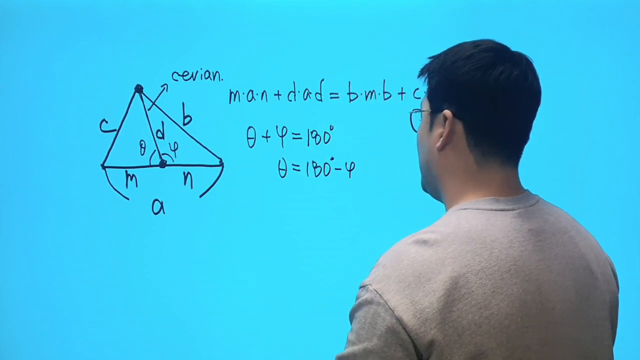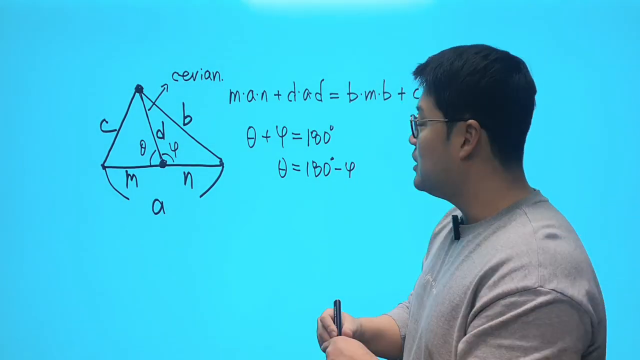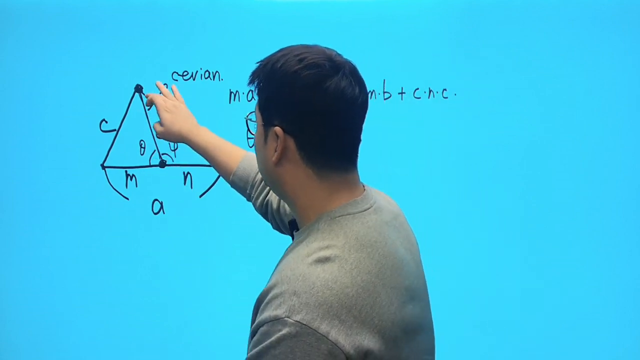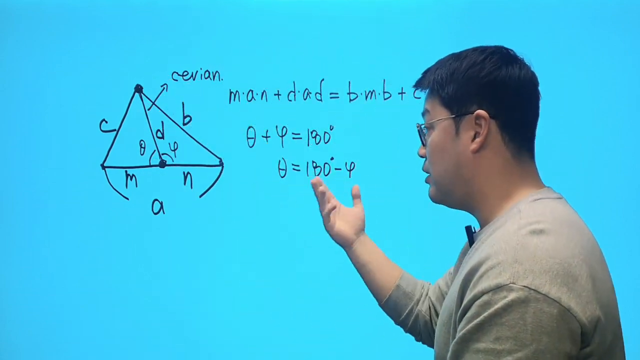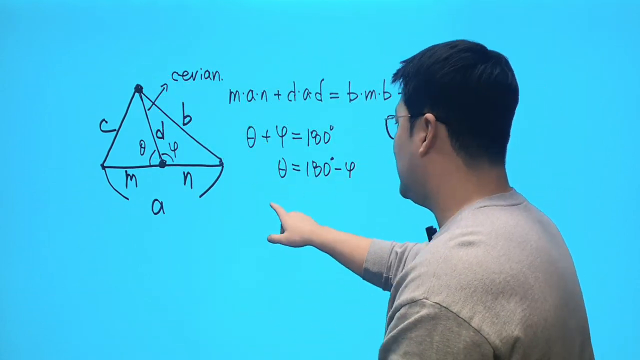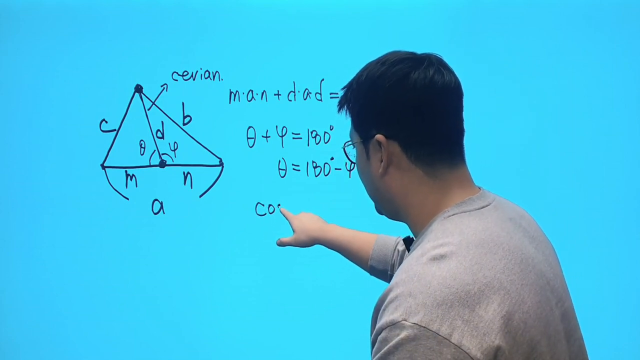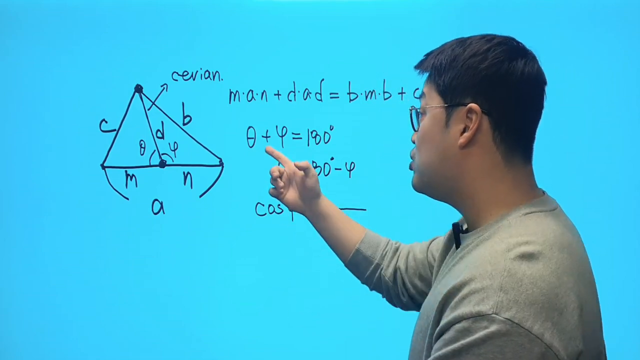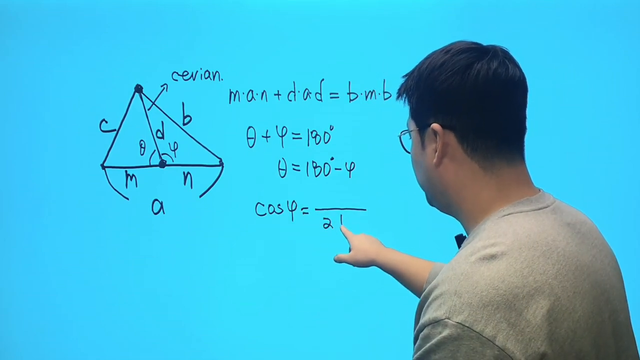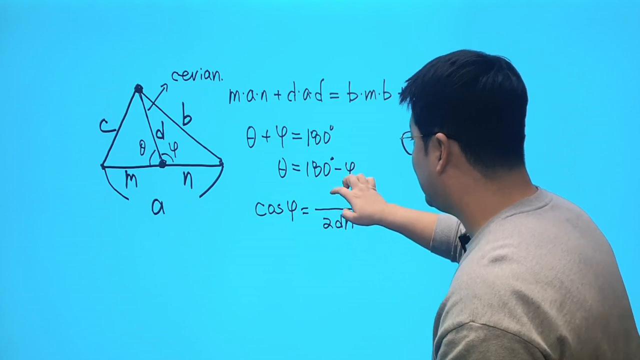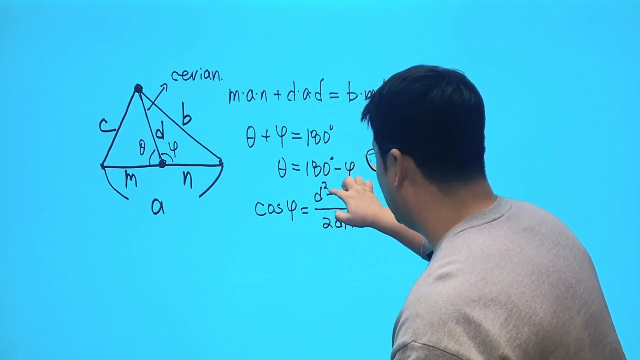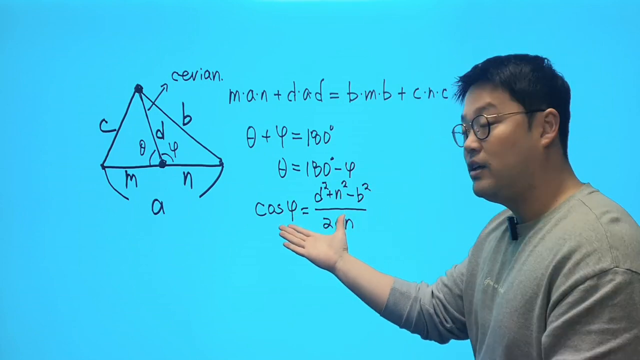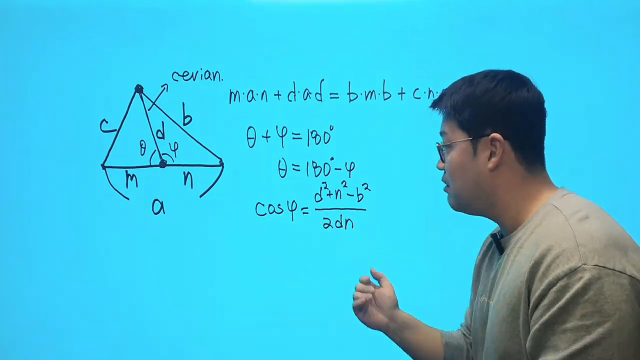So we can actually write it as theta equals 180 minus phi. All right, so let's use the law of cosines. How do I use the law of cosines? For this triangle, the obtuse triangle that we have, we can say that cosine phi will be, in fact, d squared plus n squared minus b squared over 2dn. So that's the very first piece of information that we can get using the law of cosines.